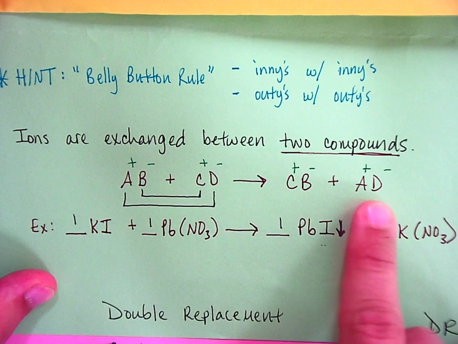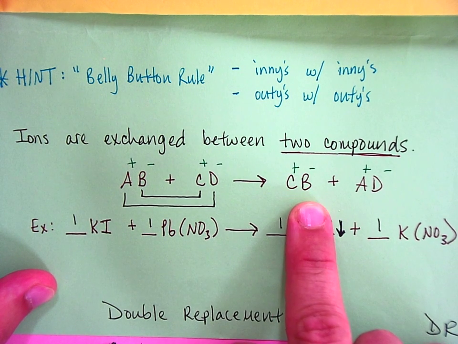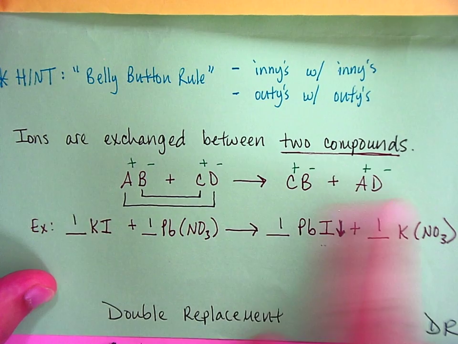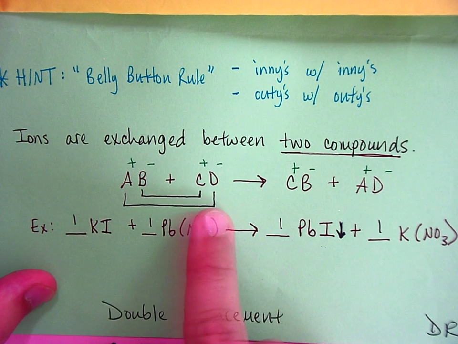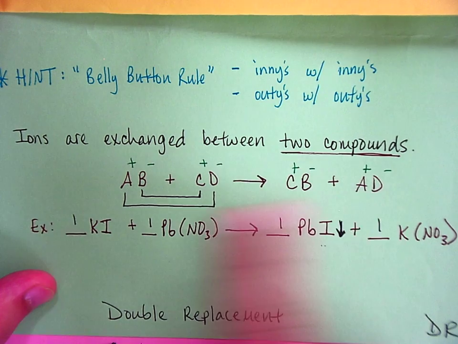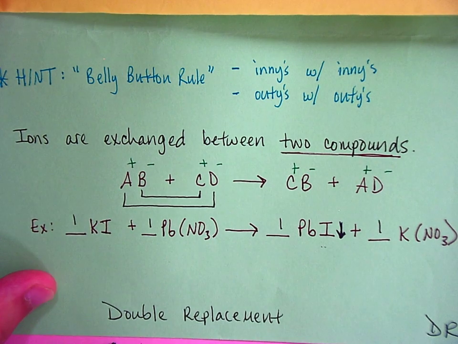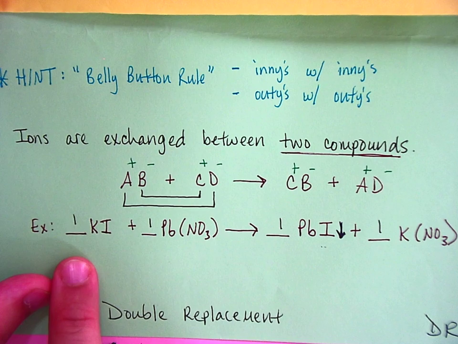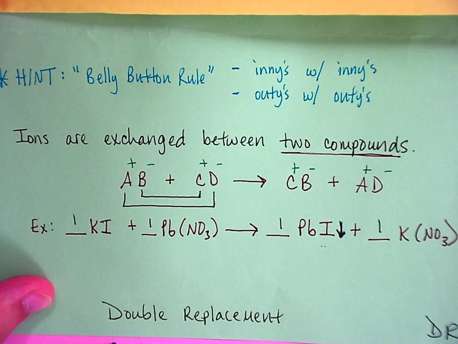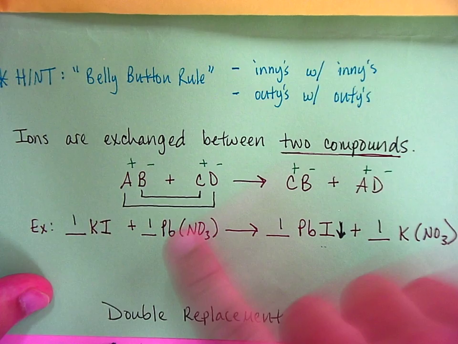Notice when you write the products, the metal's written first. The positive ion gets written first, always. It doesn't really matter which one you do. You can do the innies first, then the outies, as long as you match them up correctly, and you are writing the metal and the non-metal. Okay, so we have an example here that's also balanced. So we'll put this to practice. So this is our guide to reference.